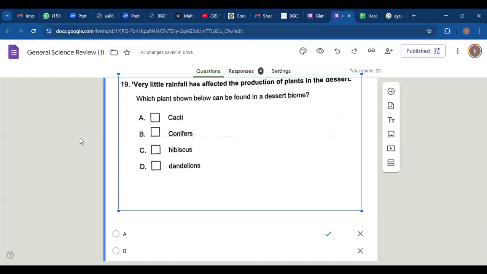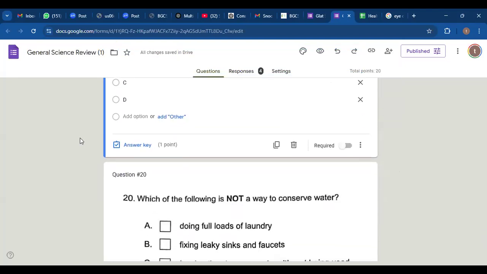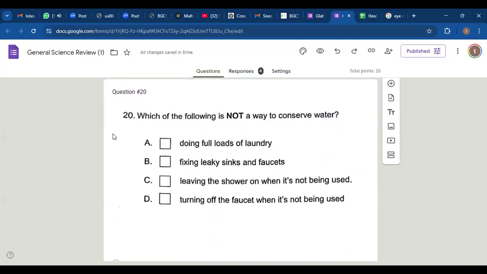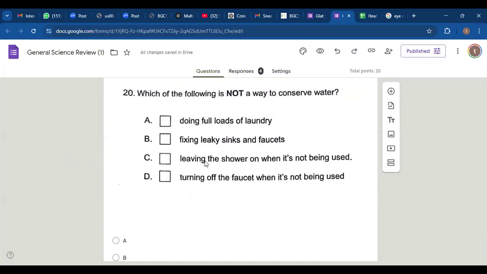Number 20. Which of the following is not a way to conserve water? C. Leaving the shower on. All right, submit it.